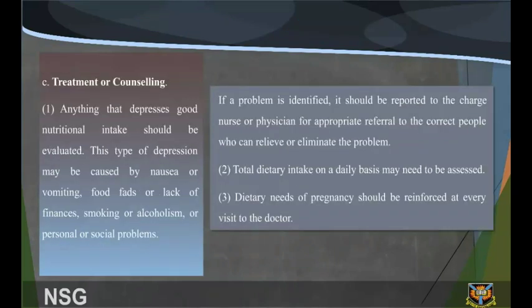Treatment or counseling. Anything that depresses good nutritional intake should be evaluated. This type of depression may be caused by nausea or vomiting, food fads or lack of finances, smoking or alcoholism, or personal and social problems. If a problem is identified, it should be reported to the charge nurse or physician for appropriate referral to the correct people who can relieve or eliminate the problem. Total dietary intake on a daily basis may need to be assessed. Dietary needs of pregnancy should be reinforced at every visit to the doctor.